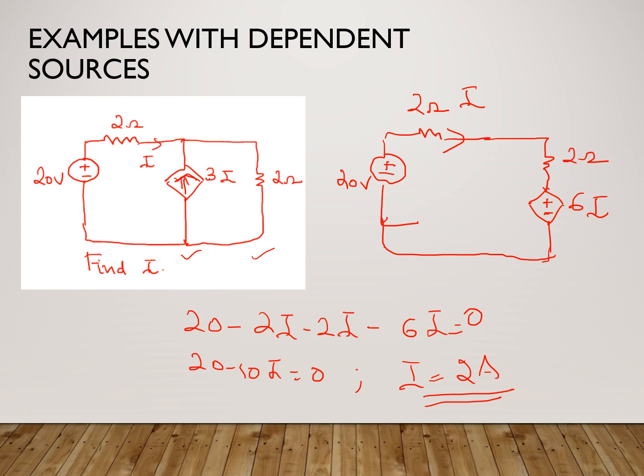So by doing a source transformation, the source transformation was done over here. So understand that you can do source transformation on dependent sources also, but source transformation cannot be done in this case with this source and the resistance of 2 ohm. Why? Because the current through that element, the 2 ohm, is what had been controlling the dependent source. So source transformation is not possible here, but you could do it here, right? So this is one example where we have solved it using source transformation. Okay.